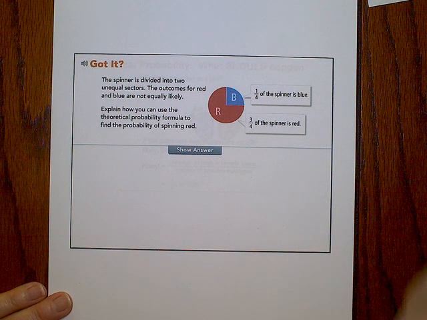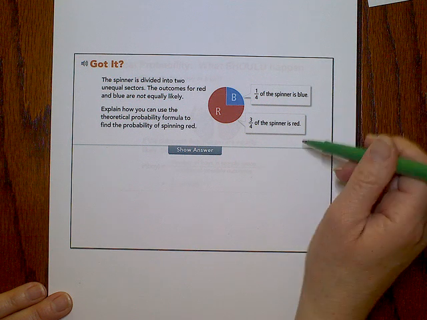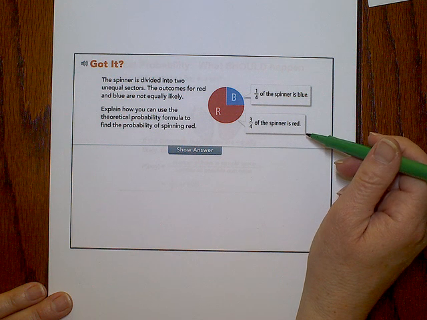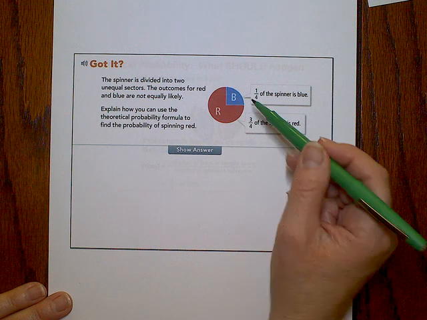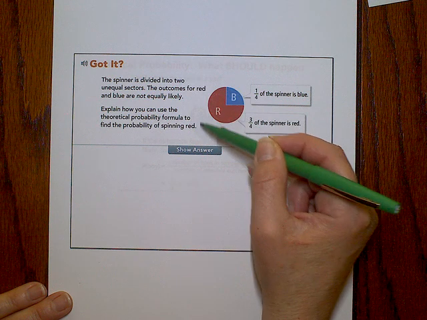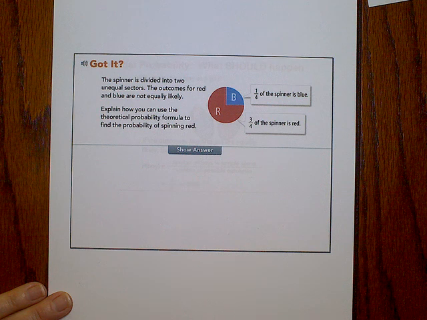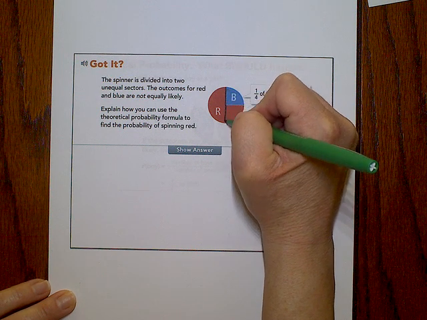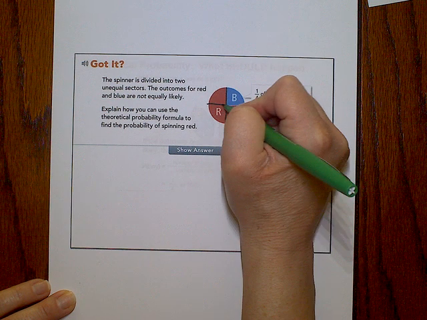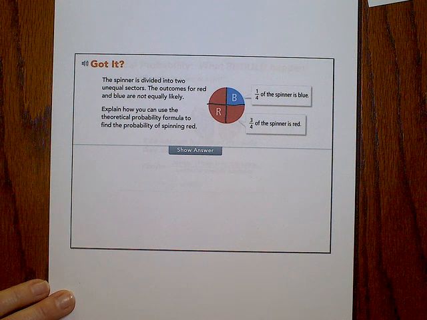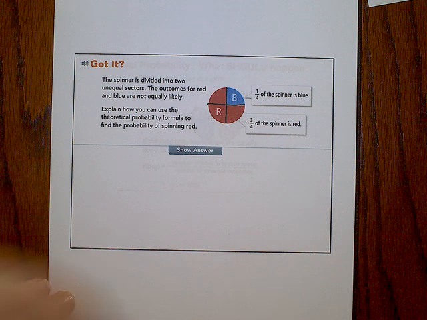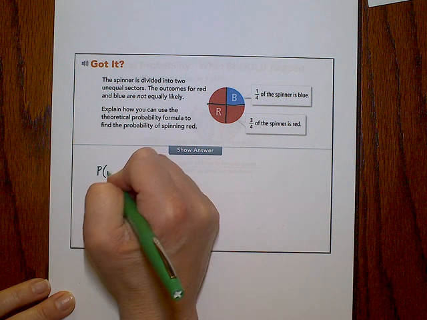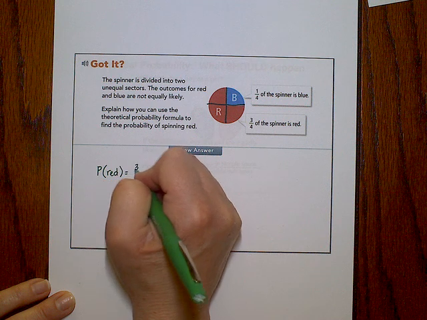They've already told us that 1/4 of the spinner is blue and 3/4 of the spinner is red. So what could we physically do to this circle so that we could find the theoretical probability of landing on a red? The answer is to take your circle and cut it into quarters. Now that we've cut the circle into quarters, we can say that the theoretical probability of spinning a red on our spinner is 3/4.